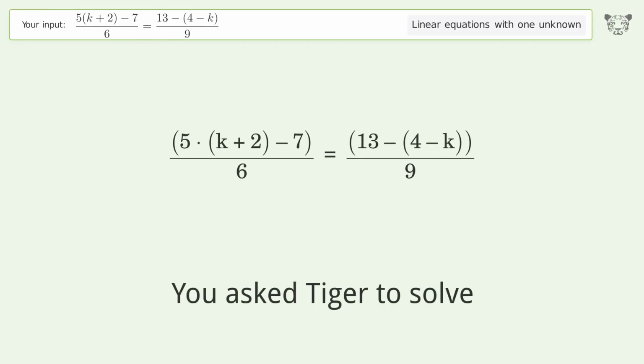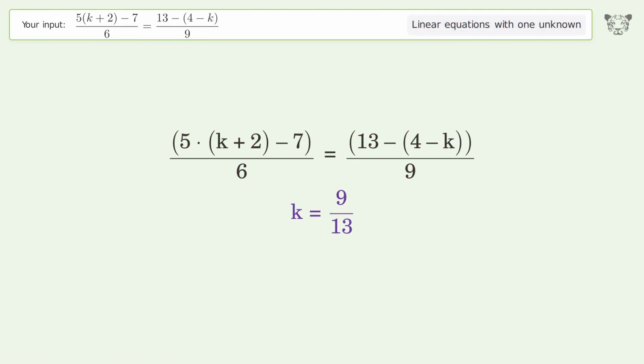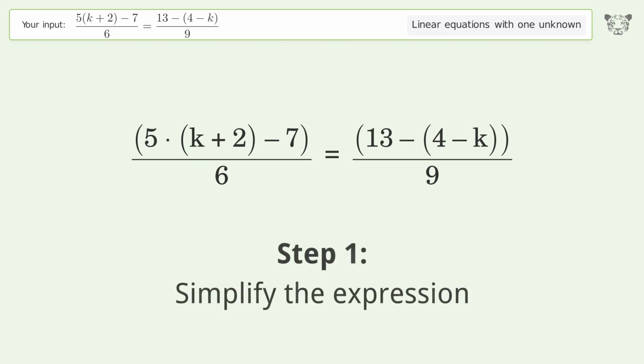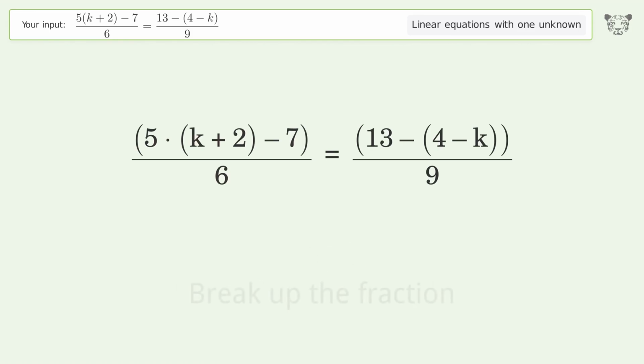You ask Tiger to solve. This deals with linear equations with one unknown. The final result is k equals 9/13. Let's solve it step by step. Simplify the expression. Break up the fraction.